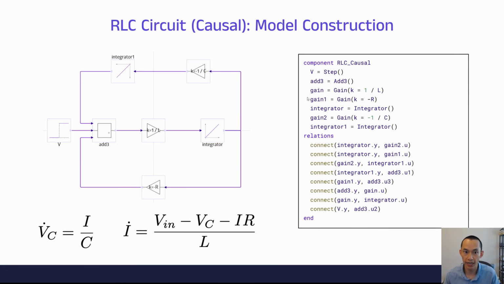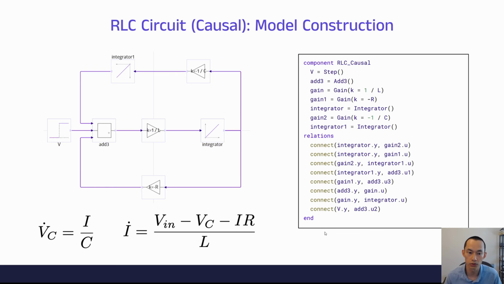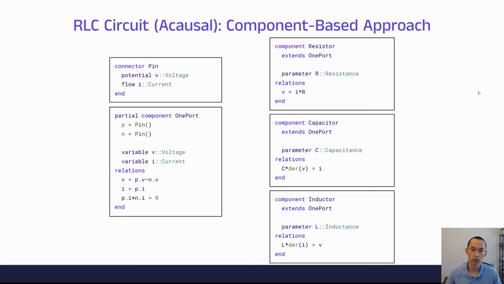So that is the causal approach for building up the RLC circuit, right? We needed to start from our equations at the very beginning, work from there to derive causality and solve for the differential terms. And then we were able to construct the block diagram for this model. Okay, so how does the RLC circuit look like if we take the acausal approach to building up the RLC circuit?